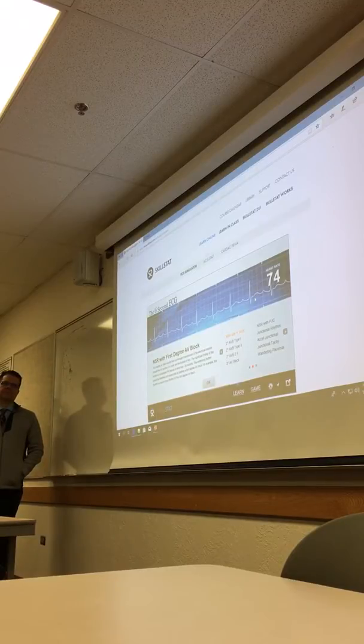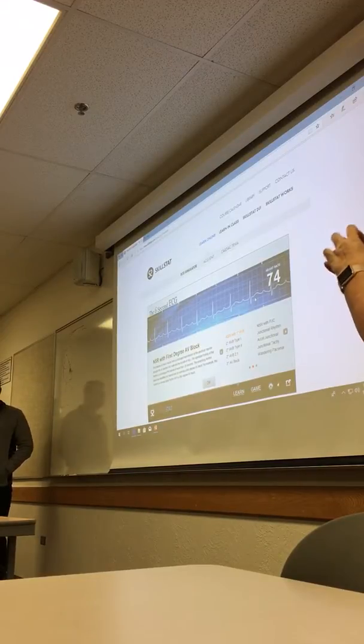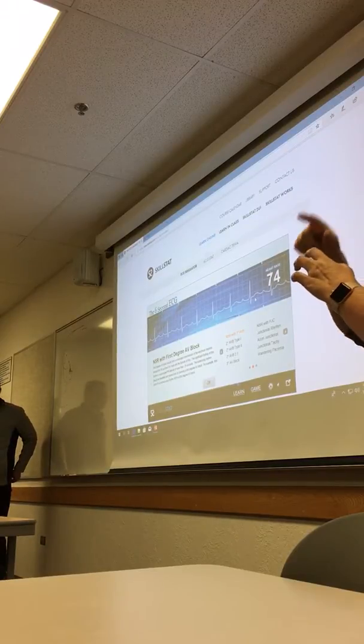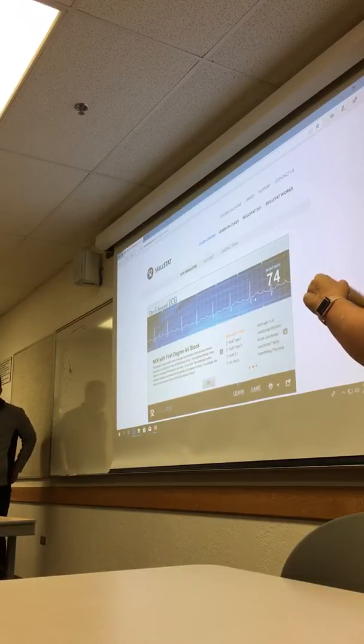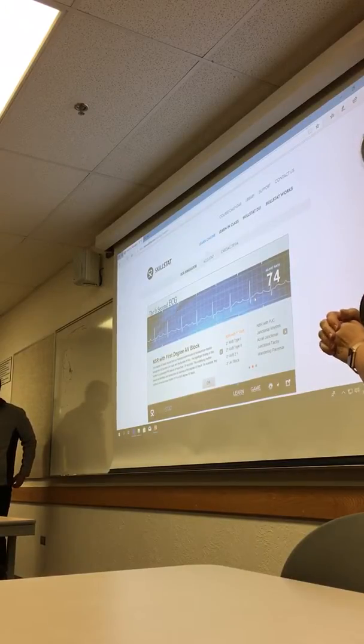If that impulse left the SA node and hit that Dacron patch, it's got to go all the way around it and get to the AV node. It still gets there every time, but it takes longer. Or if somebody's had an inferior MI and they have a lot of necrotic tissue at the back of the atrium, the impulse hits that necrotic tissue and has to go all the way around it. It still always makes it, and we always have a narrow QRS.